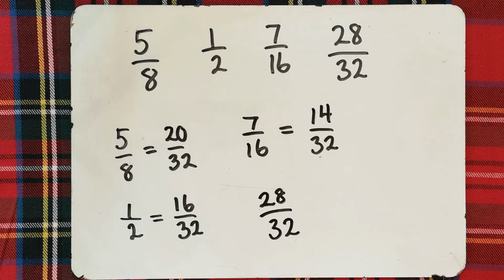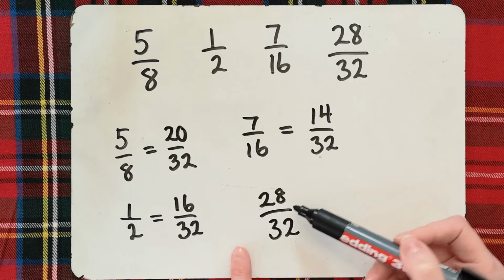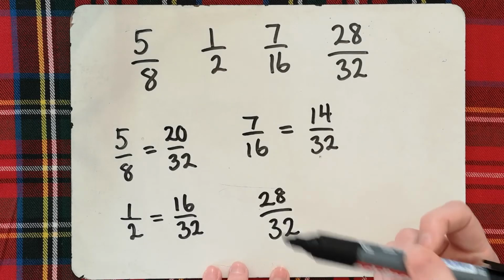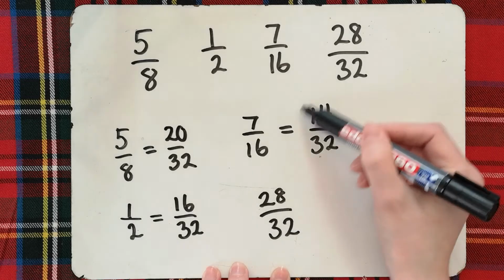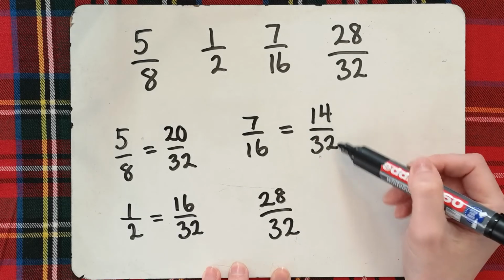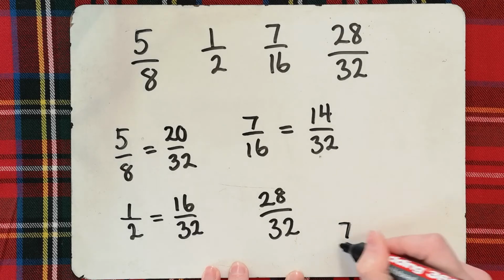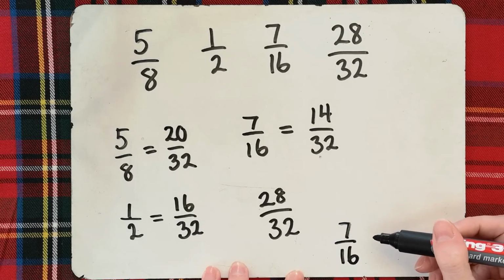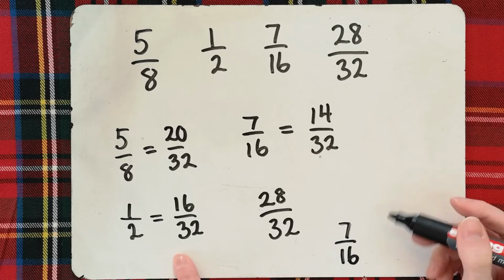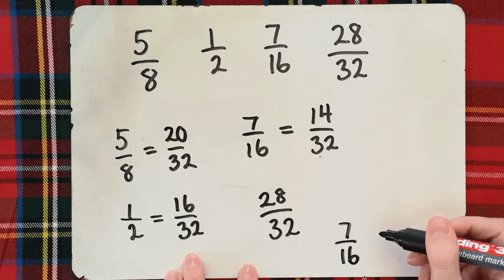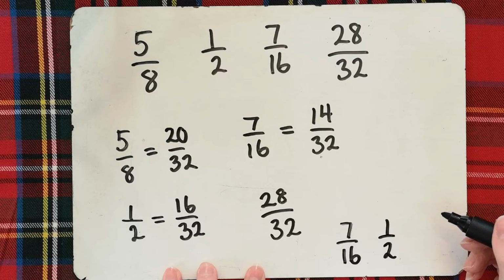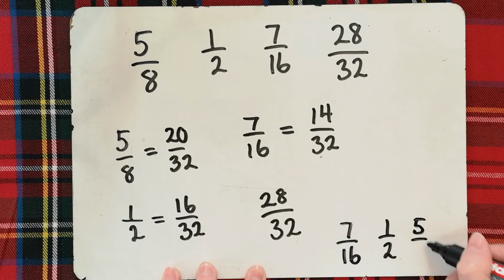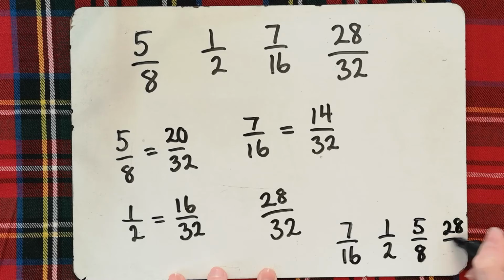If I wanted to order them from the smallest to the biggest, which one comes first? I can look at my equivalent fractions to check. I've got 20/32nds, 16/32nds, 14/32nds, and 28/32nds. I can see that this one is my smallest number. So the smallest fraction is 7/16. Then the next one, if I was ordering them from smallest to biggest, would be my 16/32nds, which is our half. Then we've got our 20/32nds, which is our 5/8. And then our biggest fraction is our 28/32nds.